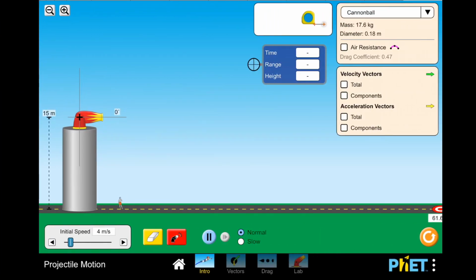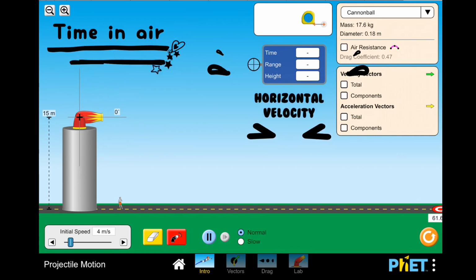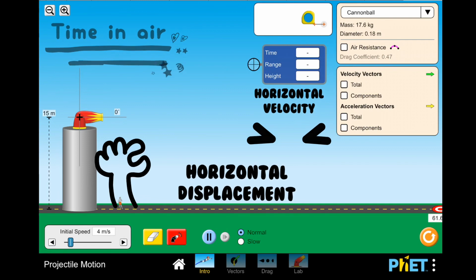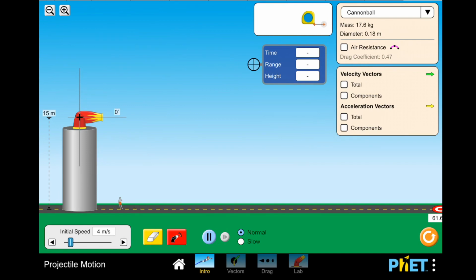Using PhET simulation, we can show the relationship between the projectile's time in air, horizontal velocity, and horizontal displacement. Here, our cannon is placed at a height of 15 meters and we will just change the initial horizontal velocity of our cannonball. Using this built-in tool, we can see the time in air, or the time it takes for the projectile to reach the ground, which corresponds to a height equal to 0, and the horizontal distance covered by the cannonball, or the range.